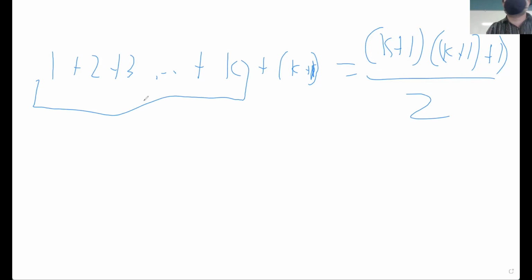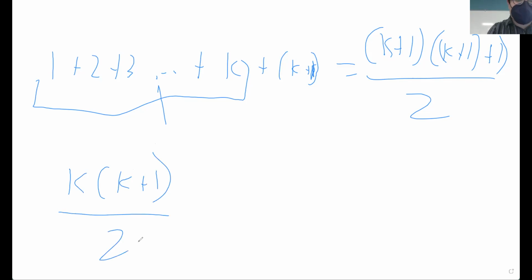Well, we know what this is, right? We said we assume it's true for k. We assume this works for k. So this sequence, 1 plus 2 plus 3 plus 4, all the way up to k, we can turn into the formula that we are assuming is true, so we can change this into k times k plus 1 over 2. That's the original formula, just with n replaced by k, because we assume that's true. Plus this k plus 1 hanging out by himself.